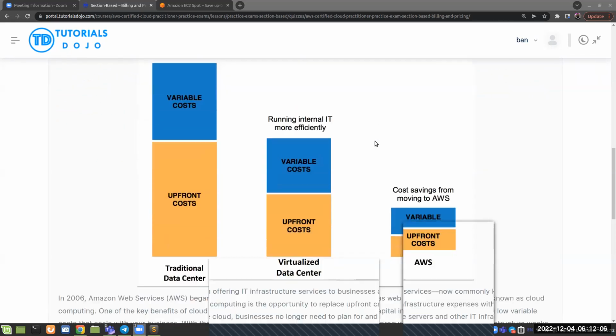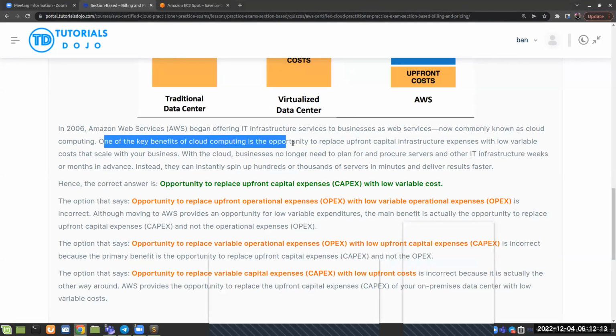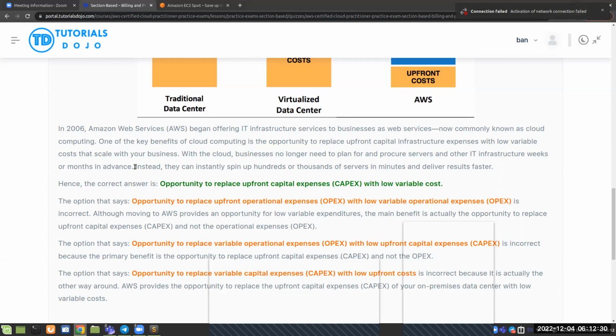But you can just go and start using it and then you pay for it. So one of the key benefits of cloud computing is the opportunity to replace upfront capital infrastructure expenses. With that, the cloud business no longer needs to plan for and procure servers and other IT infrastructure weeks or months in advance. You don't have to go and buy servers weeks in advance, but you can instantly spin up hundreds or thousands of servers in a minute and deliver results faster.